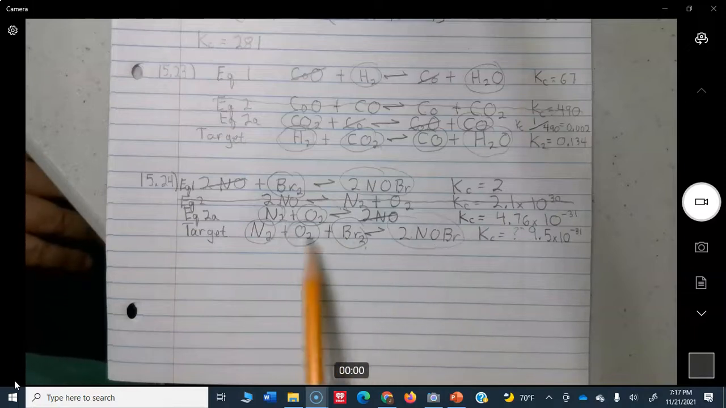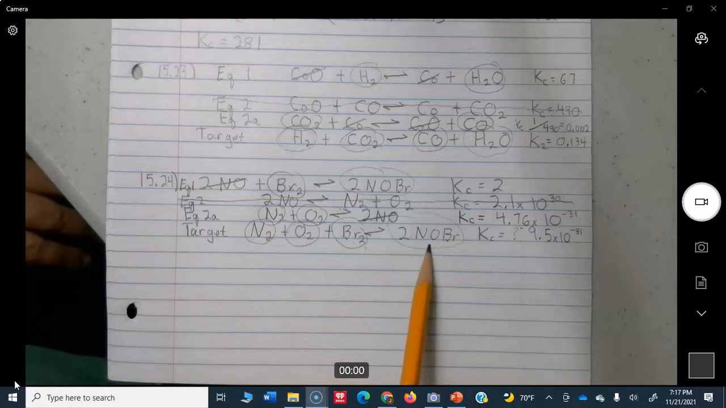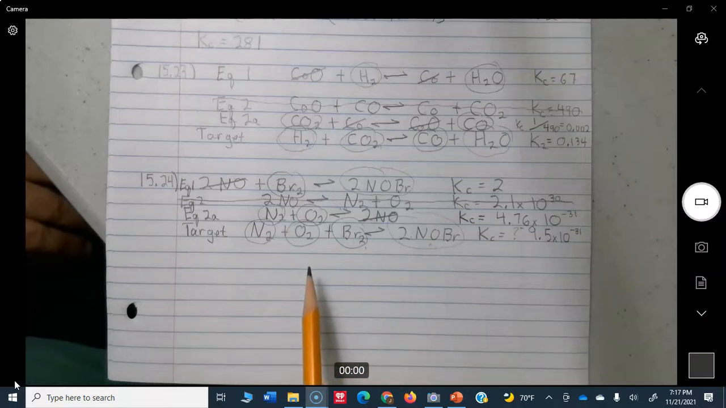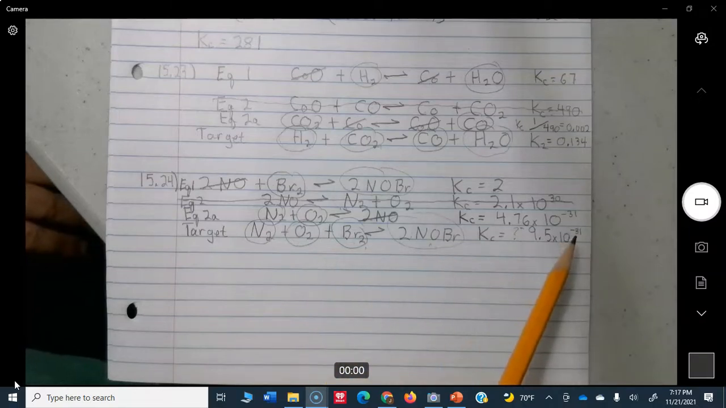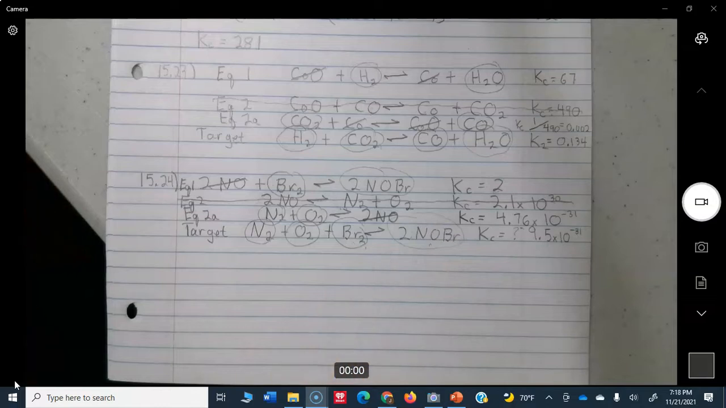It could be different at a different temperature. They're just going to stay as N2O2Br2, and they're not going to combine to form NOBr. That's what the very tiny Kc tells us. Virtually none of the reactants are going to turn into products.